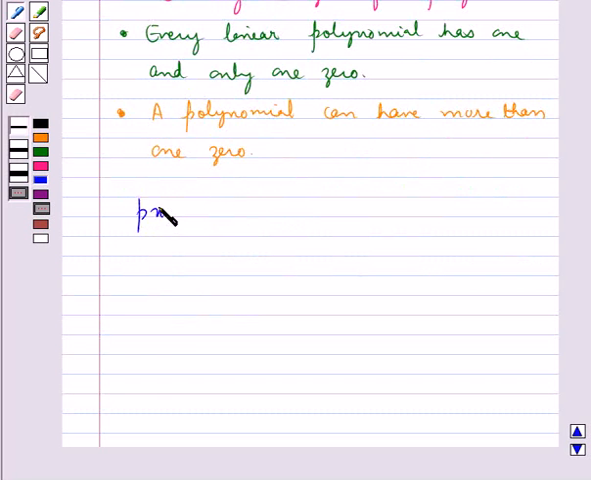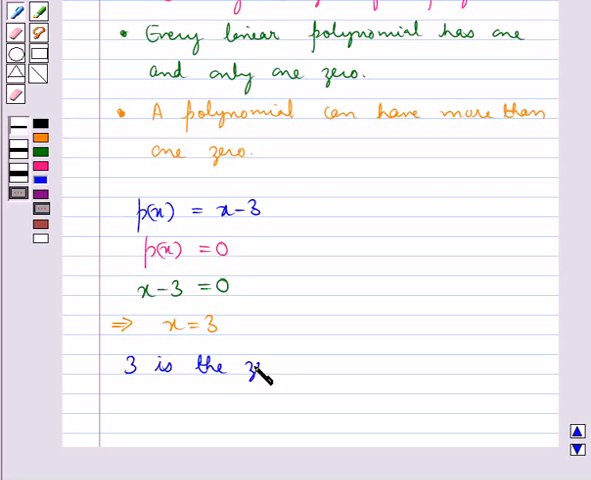Consider a polynomial P(x) = x - 3. Let's try and find out the zero of this polynomial. For this, we put P(x) = 0. That is, we have x - 3 = 0, which gives x = 3. So we say that 3 is the zero of the polynomial P(x).